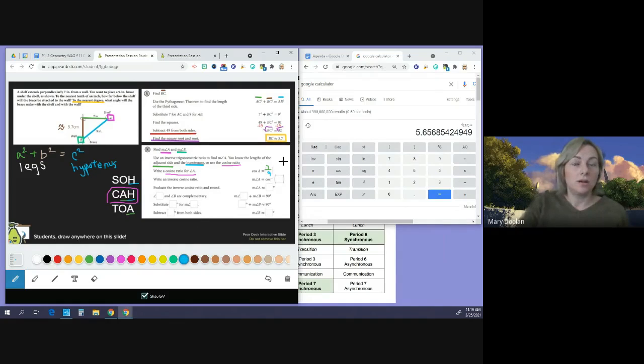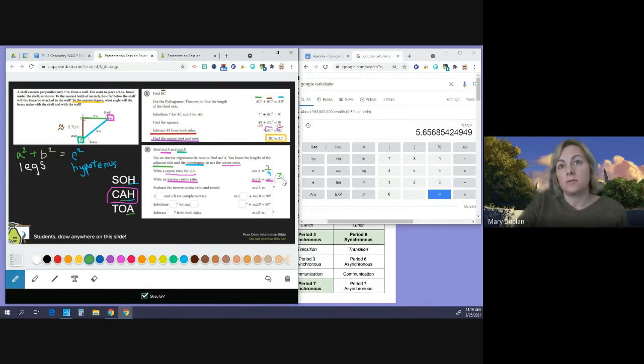All right. Once you write the cosine ratio, then what you can do is rewrite it so that we're finding that missing angle measure, because we're ultimately trying to find the measure of A. And so in order to do that, we use the inverse cosine ratio, which is cosine with this little negative 1 exponent. So this is the inverse cosine ratio. And then we just put the 7/9 in here in the parentheses as well.